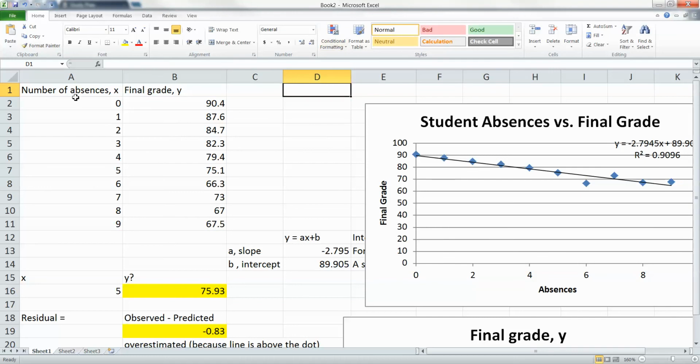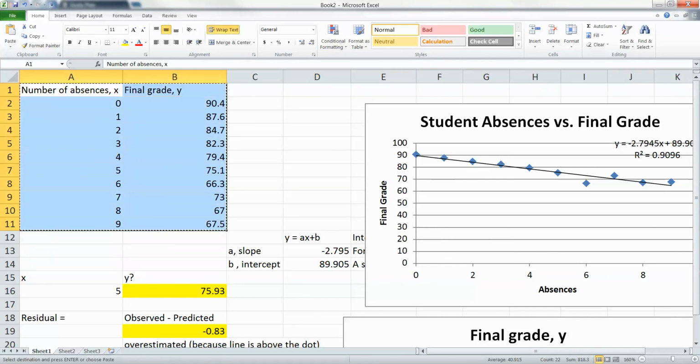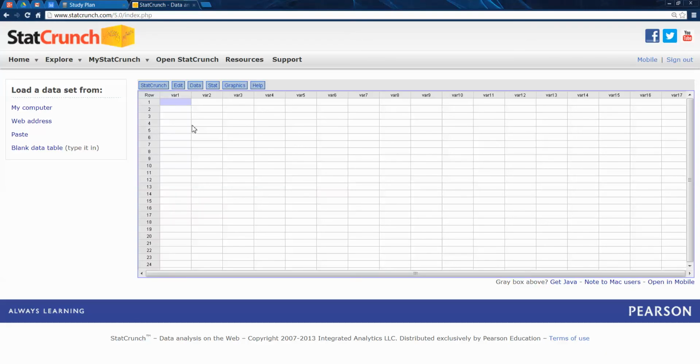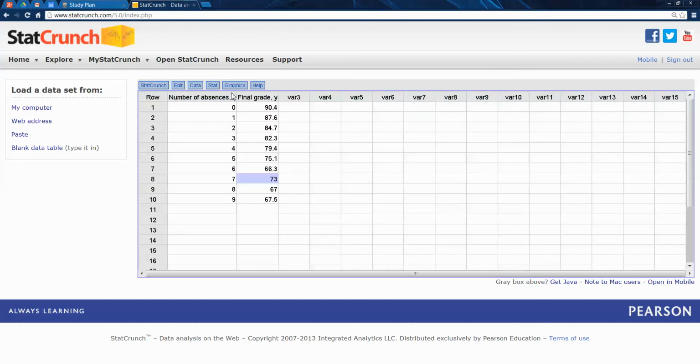All right, so one other real quick thing. I wanted to show you how to do this in StatCrunch. So let me pull that up. One sec. Okay, so here's StatCrunch. I'm going to copy and paste the data in. Oh, it's a little small. Hold on. There we go.